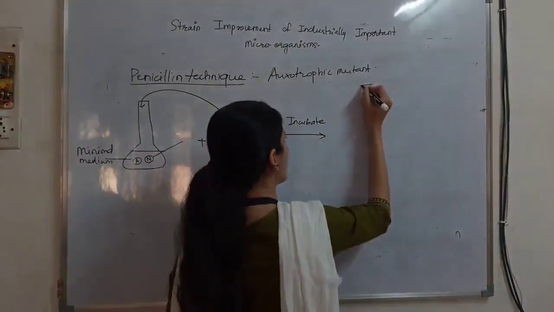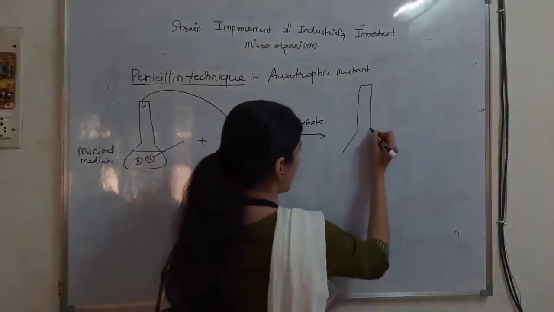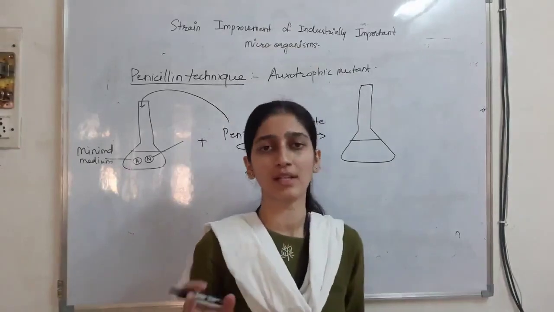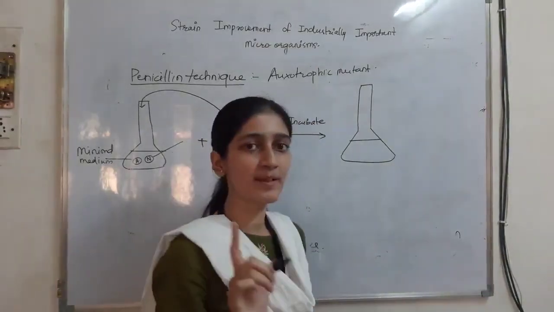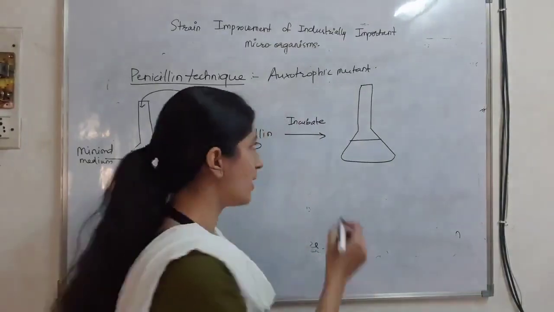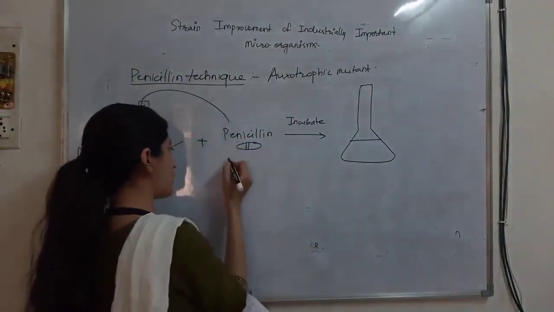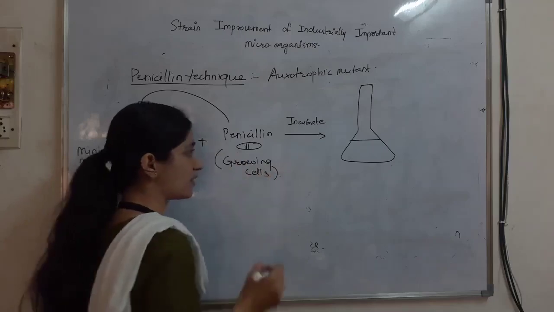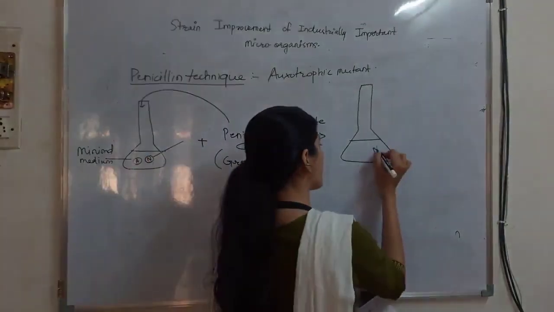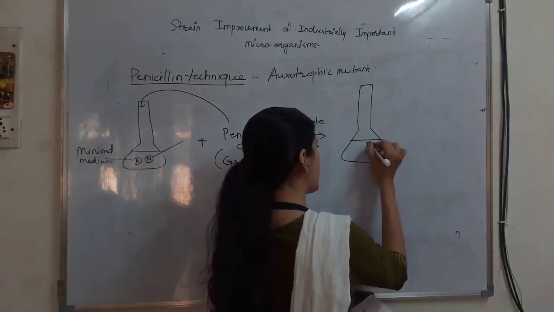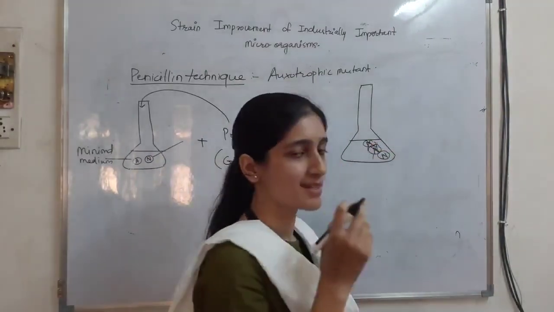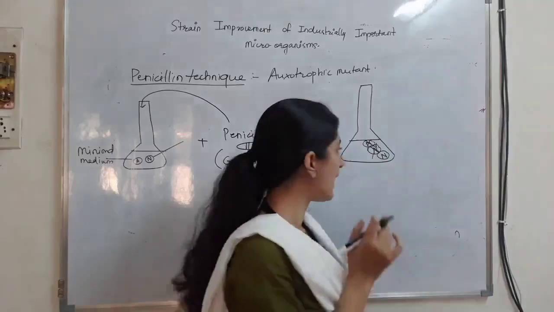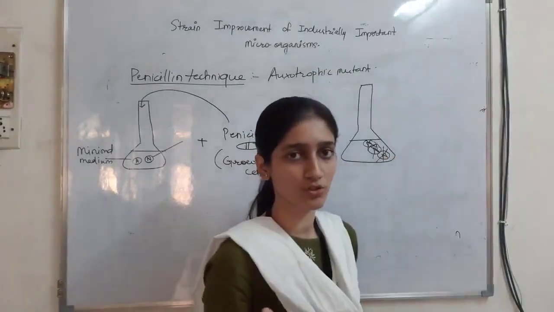After incubation, the flask is containing both non-auxotrophic and auxotrophic mutant. But only non-auxotrophic mutant will grow because penicillin acts on growing cells. So the non-auxotrophic mutants, as they divide, will get immediately killed because, as we know, penicillin acts on the cell wall synthesis of the bacteria and they will eventually die.